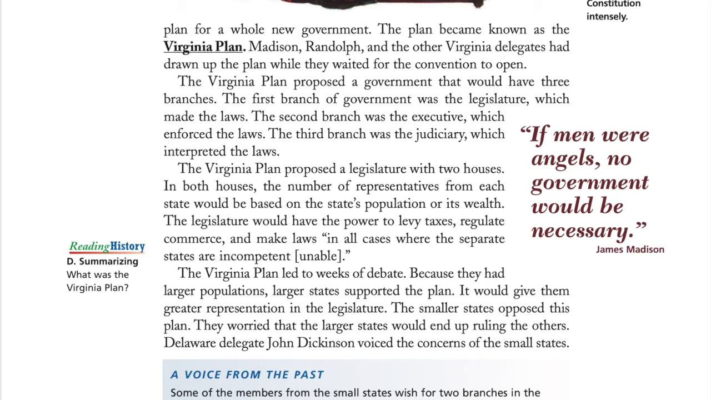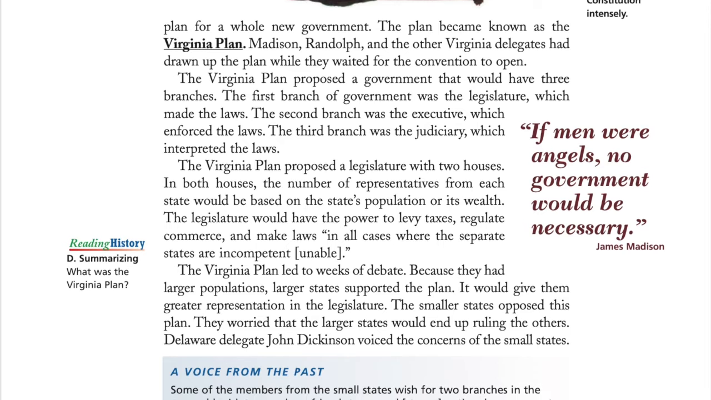The Virginia Plan led to weeks of debate. Because they had larger populations, larger states supported the plan. It would give them greater representation in the legislature. The smaller states opposed this plan. They worried that the larger states would end up ruling the others. Delaware delegate John Dickinson voiced the concerns of the small states.